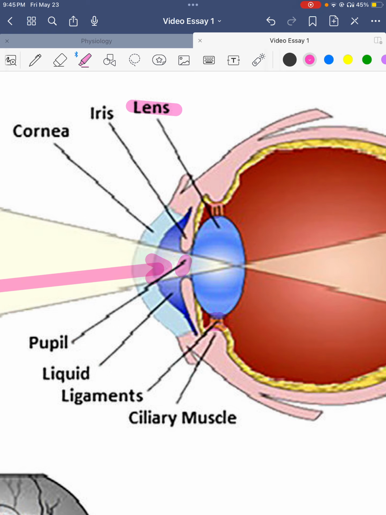For near objects that are close to the eye, the ciliary muscles will contract. This will loosen the ligaments and allow the lens to become more convex, increasing its focusing power. For objects that are further away, the ciliary muscles will relax, tightening the ligaments and flattening the lens.